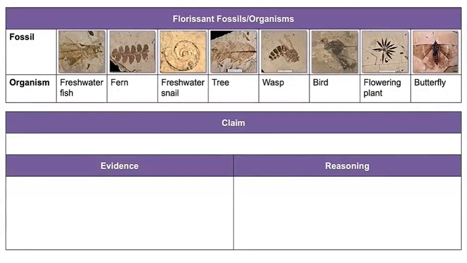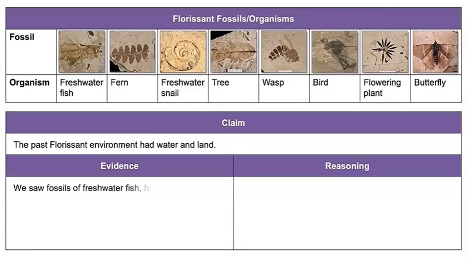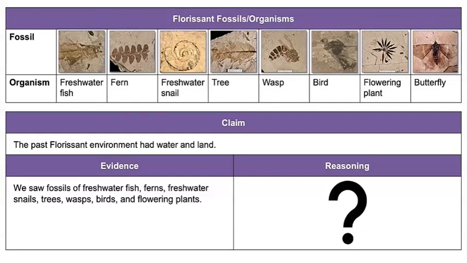Now, what evidence do we have to support our claim that the past fluorescent environment had water and land? Well, we can go right to the source, the fossil evidence. We saw fossils of freshwater fish, ferns, freshwater snails, trees, wasps, birds, and flowering plants. How does this evidence support our claim? Your final task after this lesson will be to write out your reasoning to support your claim. Tell me why you think this past environment had both water and land. Make sure to use the evidence that we have to support your reasoning.